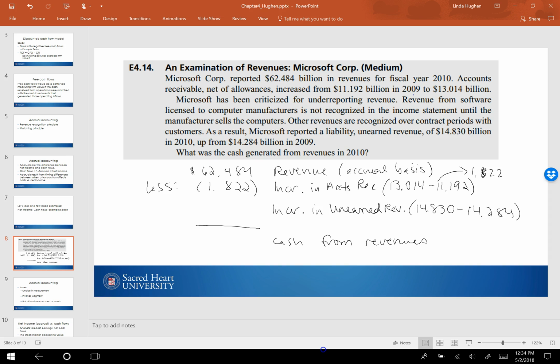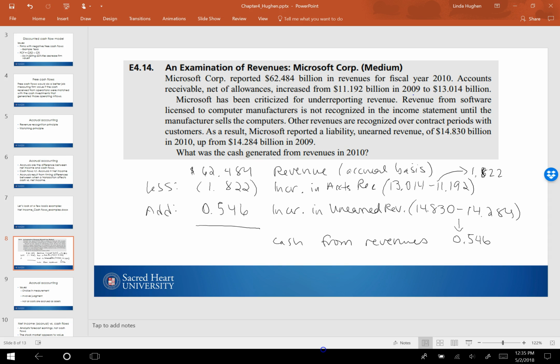And this difference is 0.546. So let's think about what this is. The company recorded unearned revenue. That unearned revenue did not impact revenue, but it is cash from customers. So this 0.546 was not included in the revenues, but should be included in cash from revenues. So therefore, we're going to add it.